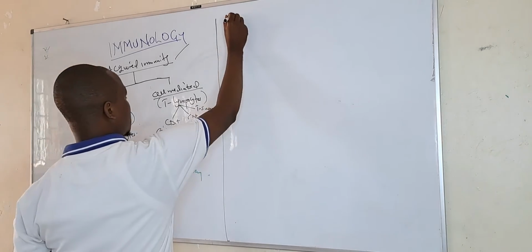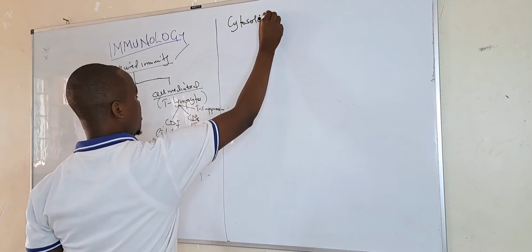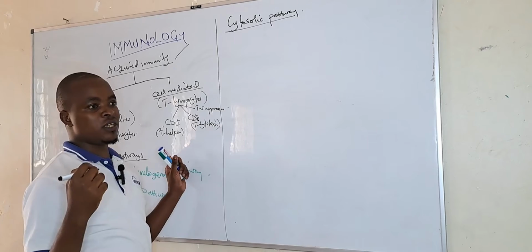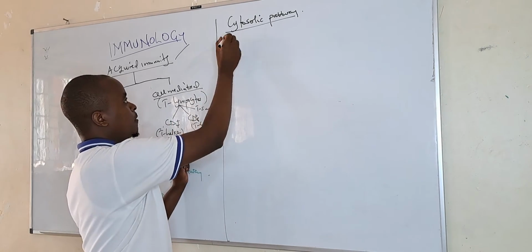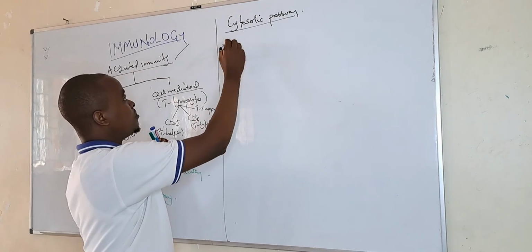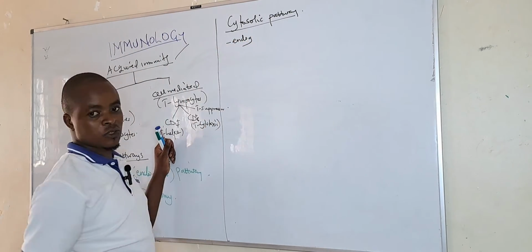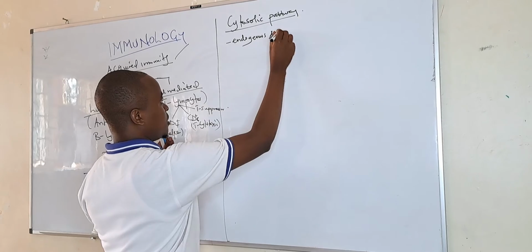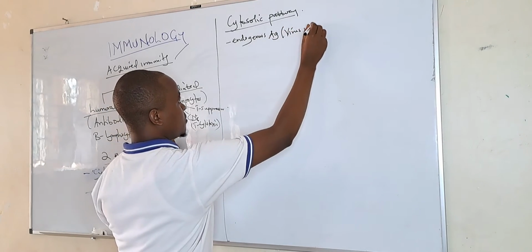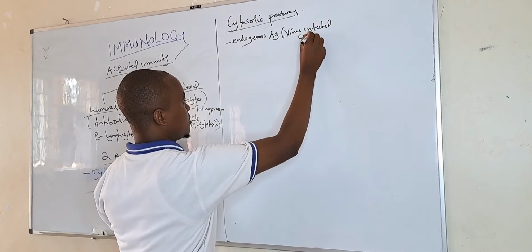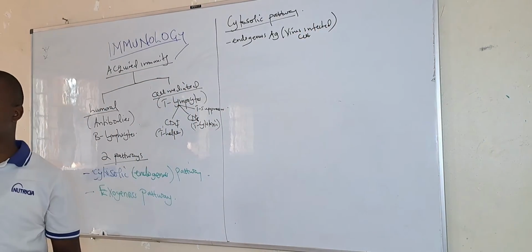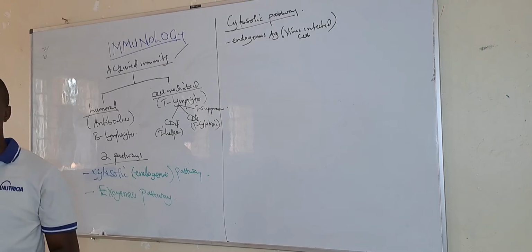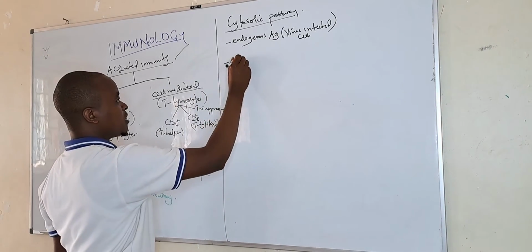So I'm beginning with the cytosolic pathway. This cytosolic pathway deals with endogenous antigens, like virus-infected cells. So the antigen which is triggering this immunity is inside the cell. That's why we are calling it endogenous. And the cells involved here are all nucleated cells.